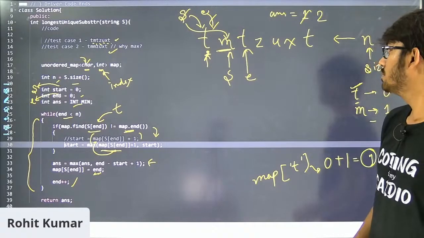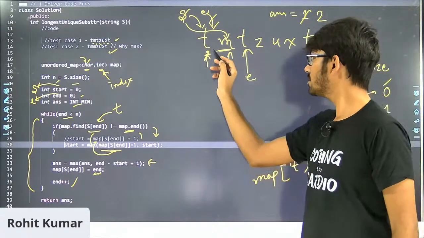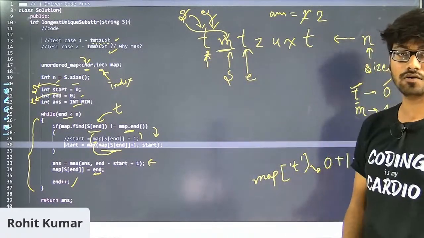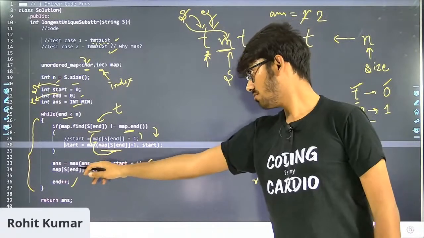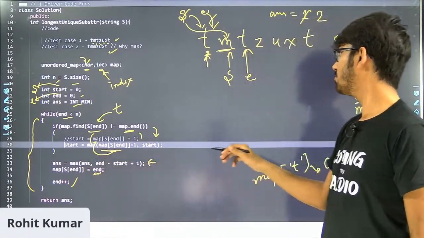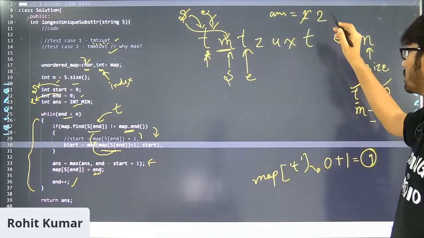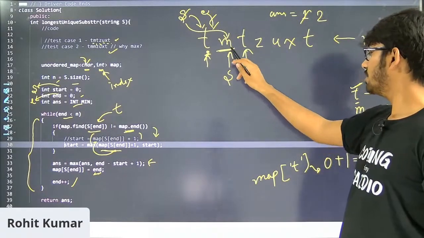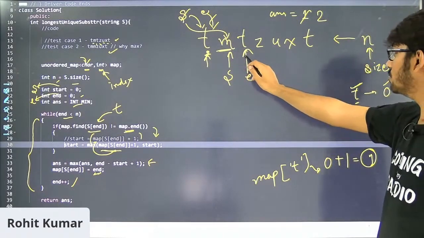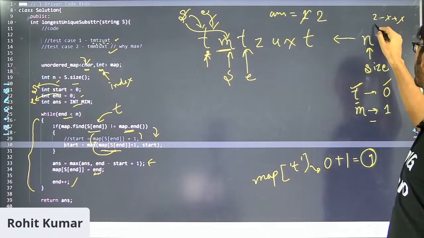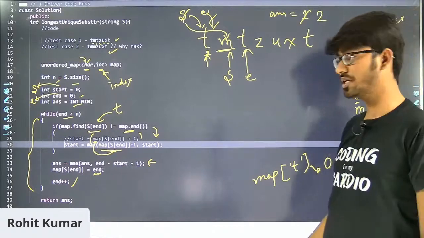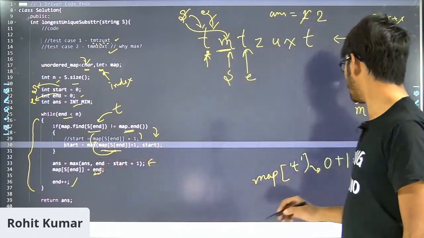Fine, that's great. So why have I done this? Because I know that this TMT is no longer a valid substring. Let's proceed forward. I again do answer max of n minus start plus 1. So answer is already 2. My end is at index 2, start is at index 1. So 2 minus 1 plus 1 will again be 2, so this answer will not get updated. I again store the map.